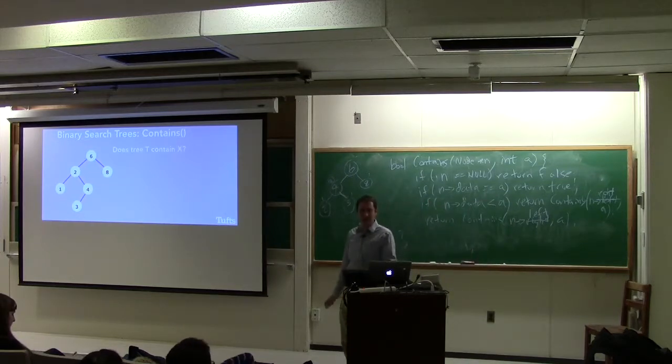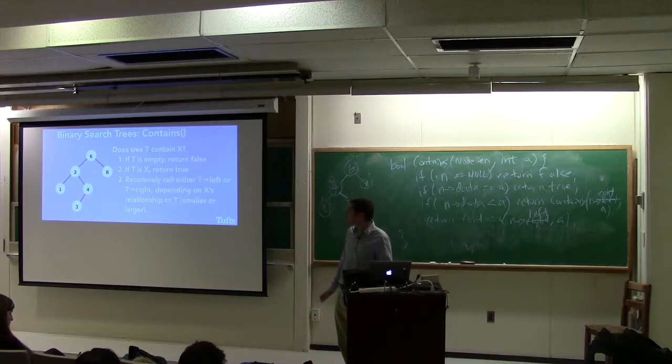OK, good. So that's contains. Basically, does the tree contain x? If it's empty, return false. If it is x, return true. Otherwise, recursively call t left or right, depending on x's relationship to t. Very good.